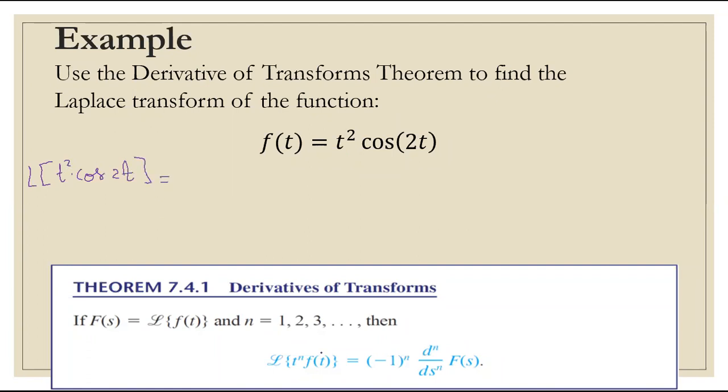I'm going to apply the rule here. It's given to be (-1)^2 times the second derivative with respect to s of the Laplace transform of my function, which is cosine 2t. It's a very easy rule. You have to memorize it. You have to write it in your cheat sheet.